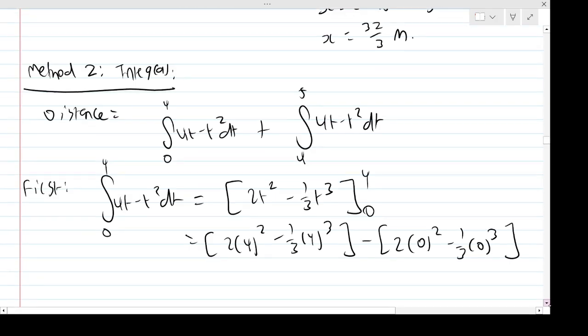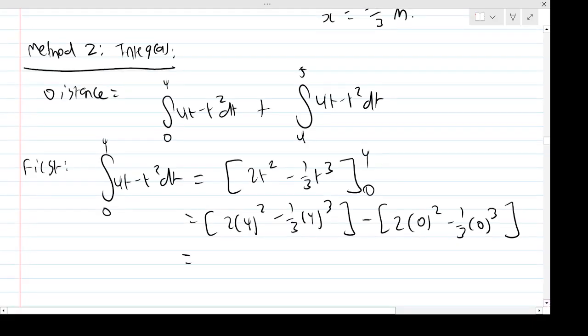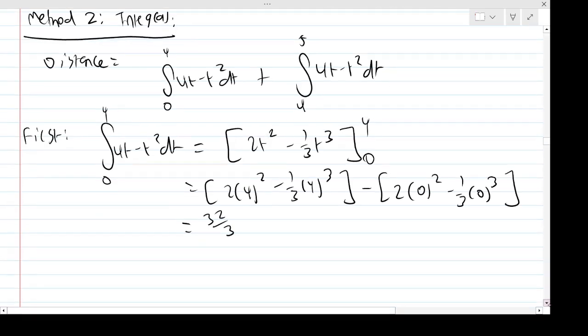But if we work this out, then we will get 32 over 3. Okay, that's positive, that's great, but then we need to consider the next integral here. And I'm going to expect that, if that was positive, then the next integral might be negative. So secondly, we're going to integrate between 4 and 5.